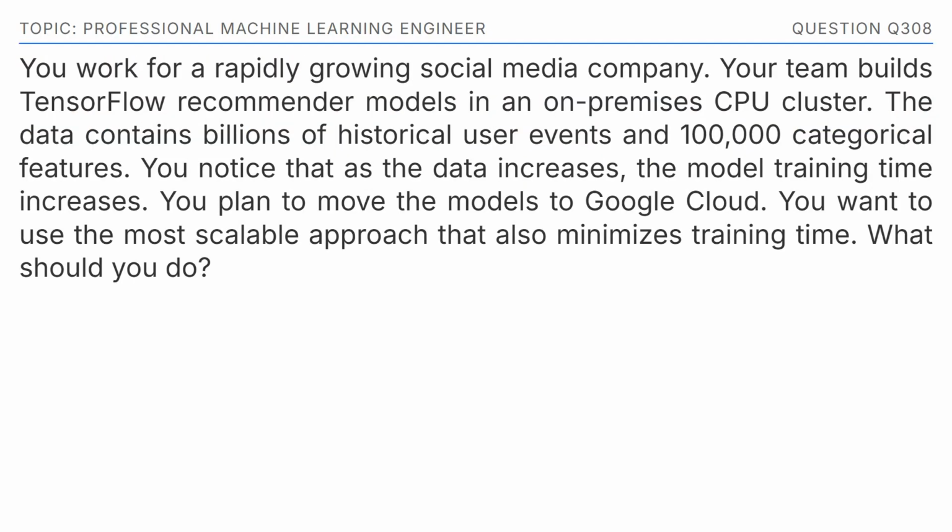You work for a rapidly growing social media company. Your team builds TensorFlow recommender models in an on-premises CPU cluster. The data contains billions of historical user events and 100,000 categorical features. You notice that as the data increases, the model training time increases. You plan to move the models to Google Cloud. You want to use the most scalable approach that also minimizes training time. What should you do?